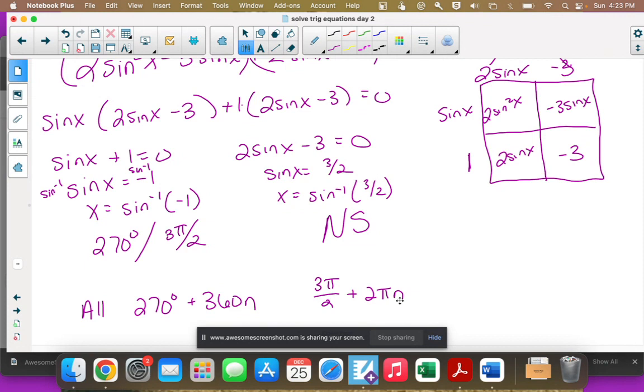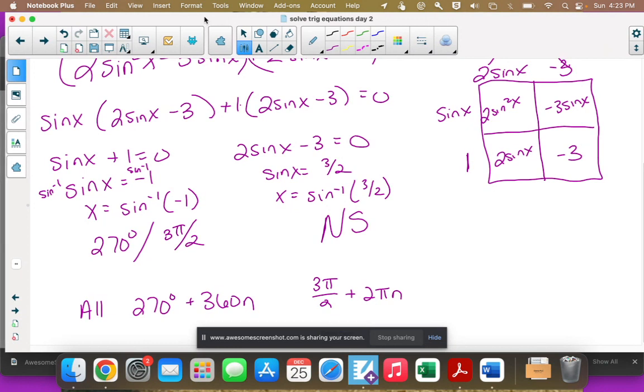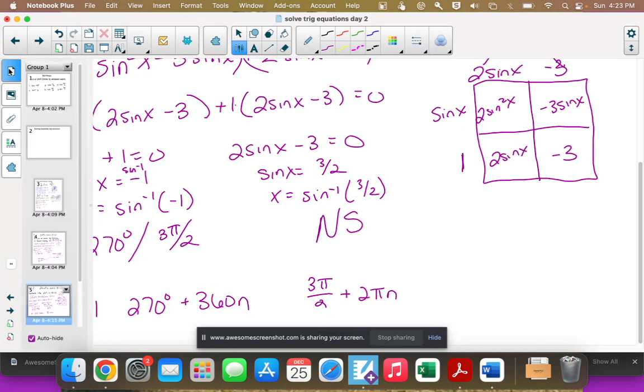And some people will use a k to indicate an integer. N and k, I think, are the two most common. I don't think I've ever seen it written as an x, because x is used for solving. So you might see n, you might see k. All right. So that's it as far as regular factoring.